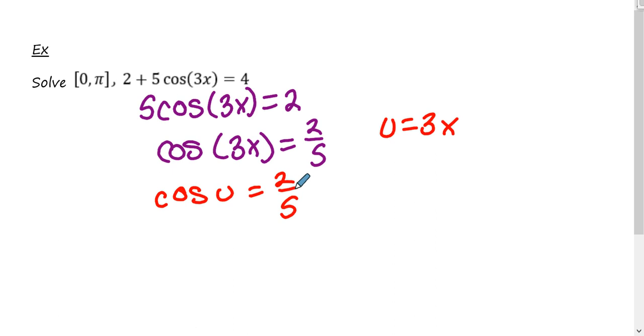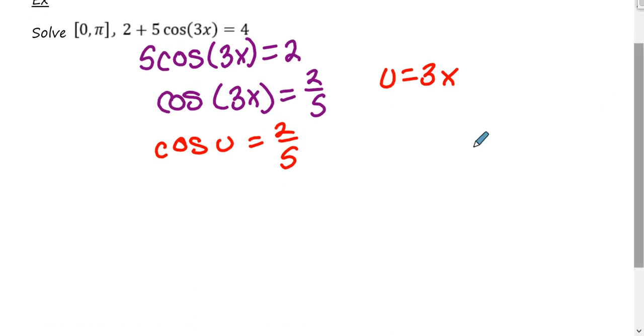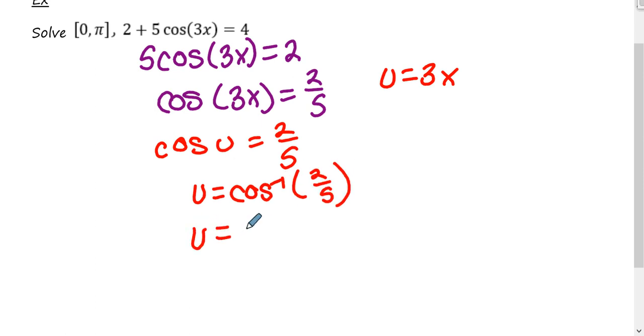Is 2/5 the value on the unit circle? Nope. So we're going to have to go to our calculator. So we're going to inverse cosine 2/5 to try to find what that angle is. So that's 1.159 is what u is. But that's not what the actual angle is, that's what u is. u, remember, is 3x. So now I go back into that spot there, and I know that u is 3x, so therefore 3x equals 1.159.